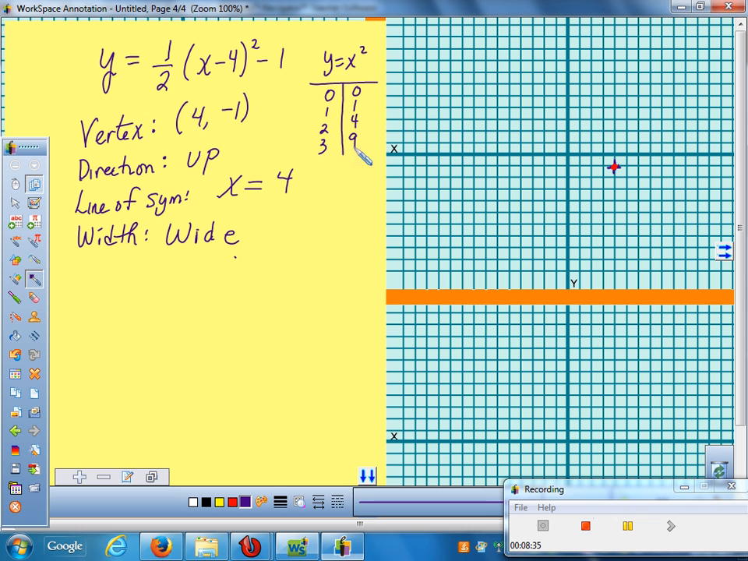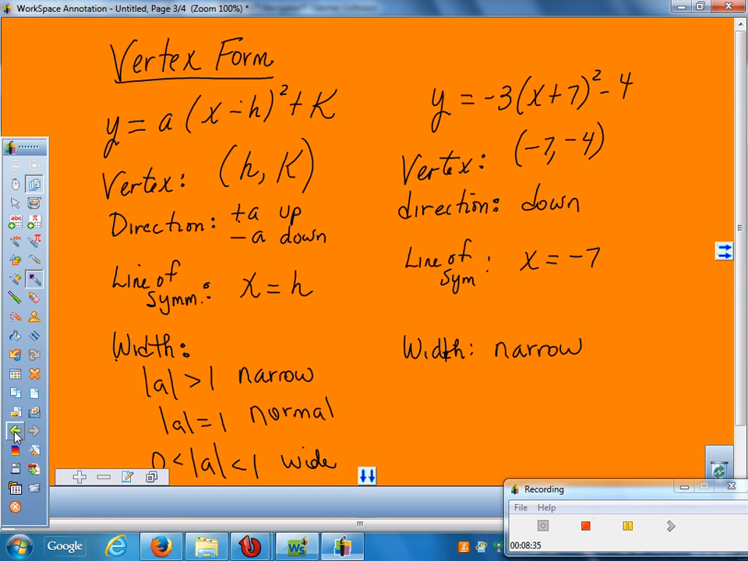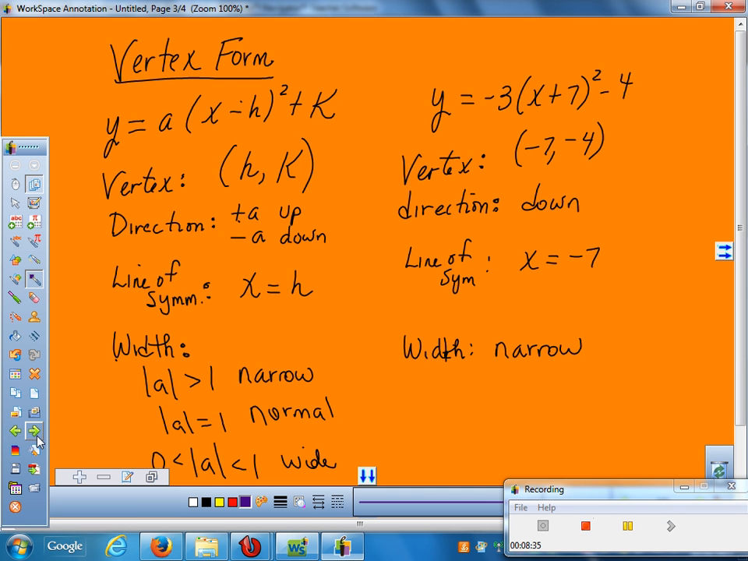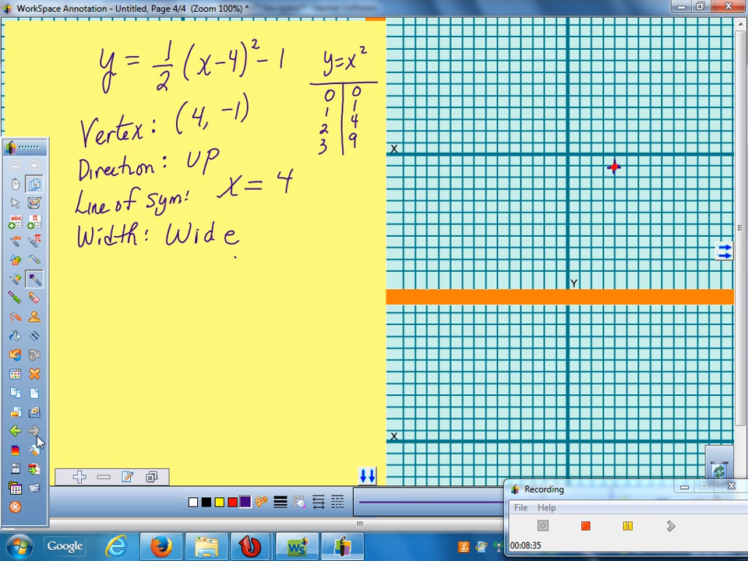Now, in our case, though, I added a wrinkle. What else do I have to worry about that might change those coordinates? What made me have to change these y coordinates to 3, 12, and 27? The 3 in front. So if you have a number out front, we have 1/2. What do I have to do to all those y coordinates? Yeah, times them all by 1/2.